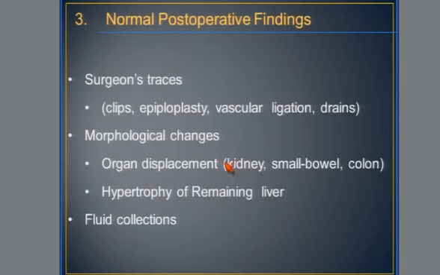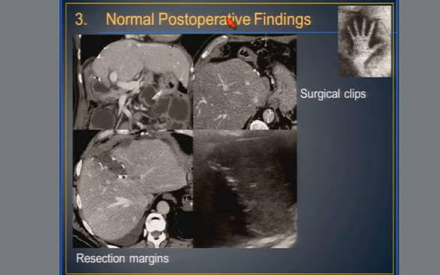So now let's go through the normal postoperative findings. They can be categorized into 3 groups. One can be considered as the surgeon's trace, one consists of morphological changes, and one consists of fluid collections. One of the most evident and easily identified postoperative findings is the presence of surgical metallic clips, and they are usually located at the resection margins.